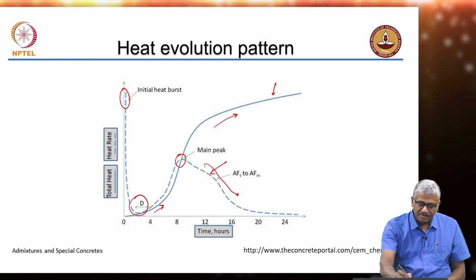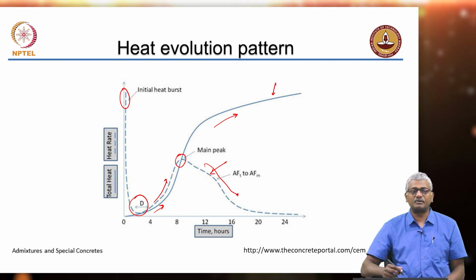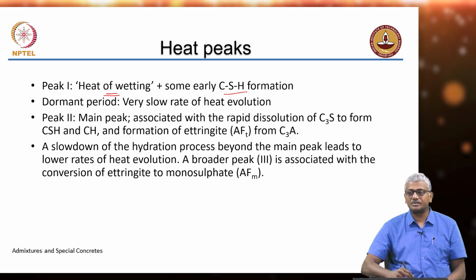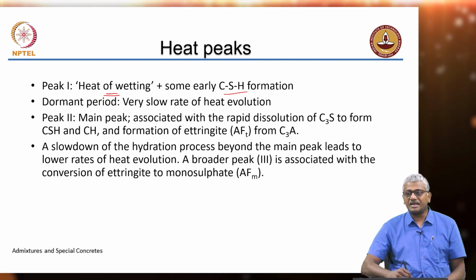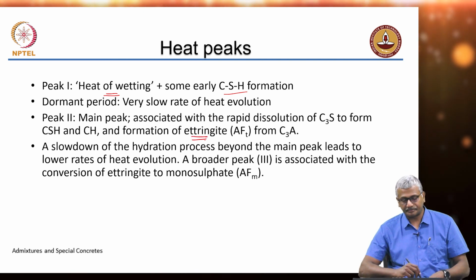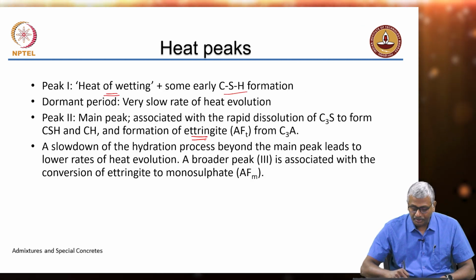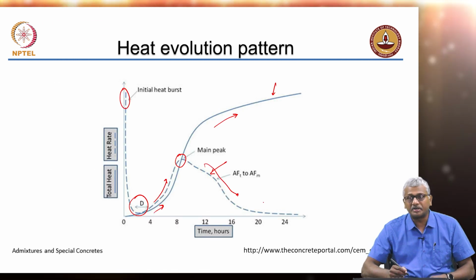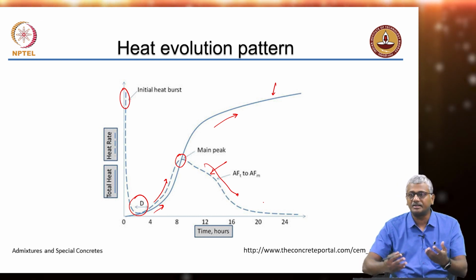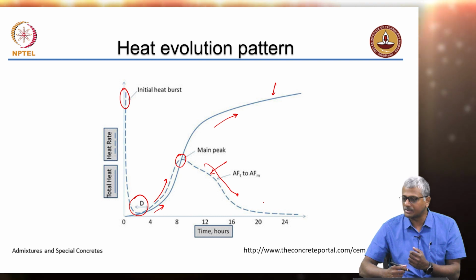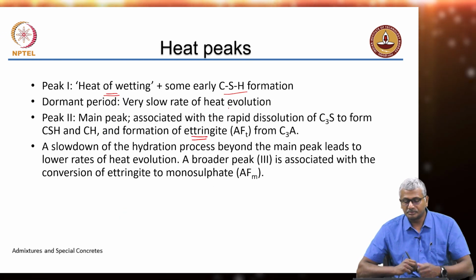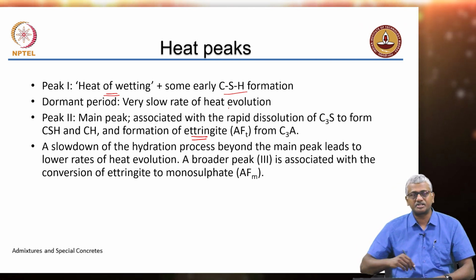Towards the end of the dormant period, the sudden increase in the rate of heat evolution happens and you reach what is called the main peak, where C3S leads to the formation of CSH and C3A in combination with the gypsum leads to the formation of a compound called ettringite. And then later, the reaction slows down, but still heat is continuously evolving. Okay, reaction is still happening and continuously evolving heat, the rate of heat evolution only is reducing. So, heat is continuing to build up with time.